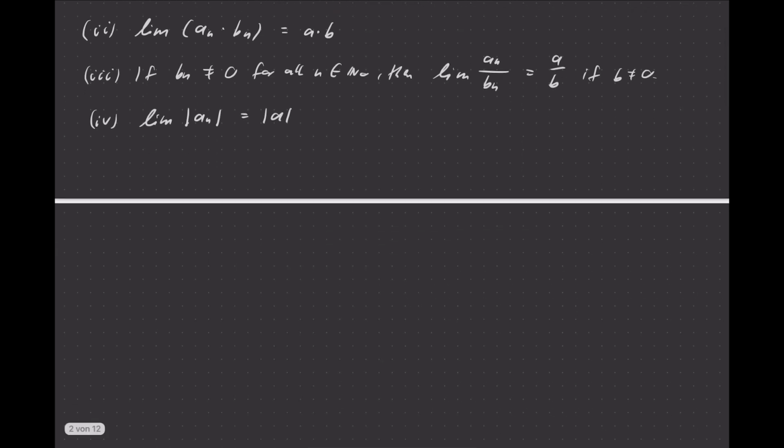One other operation that we'll need frequently is taking the square root. And we can do this if a sequence is non-negative. So if a_n is non-negative for all n in N0, then the limit of the square roots of the a_n is the square root of a. And of course, I implicitly assume that a is non-negative as well. We'll discuss that property a little later, but that's indeed true.